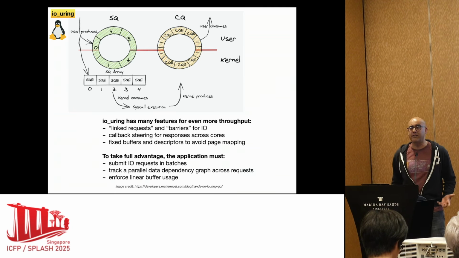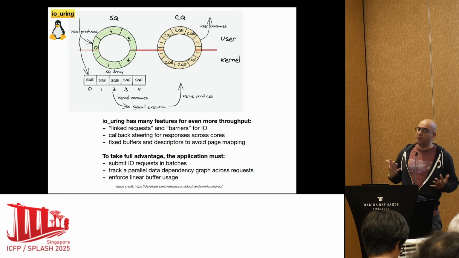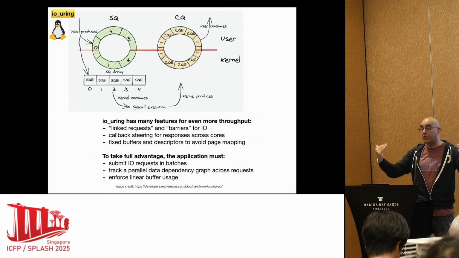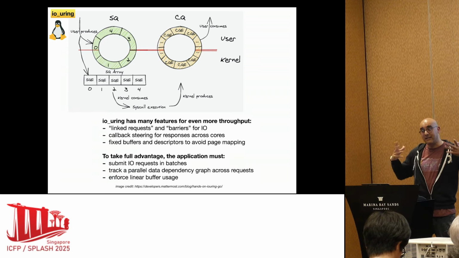So io_uring has a ton of features to further increase performance, and these map onto the kind of things you have in hardware. So things like link requests, you can do multiple writes, and they act as memory barriers, so you can stop.